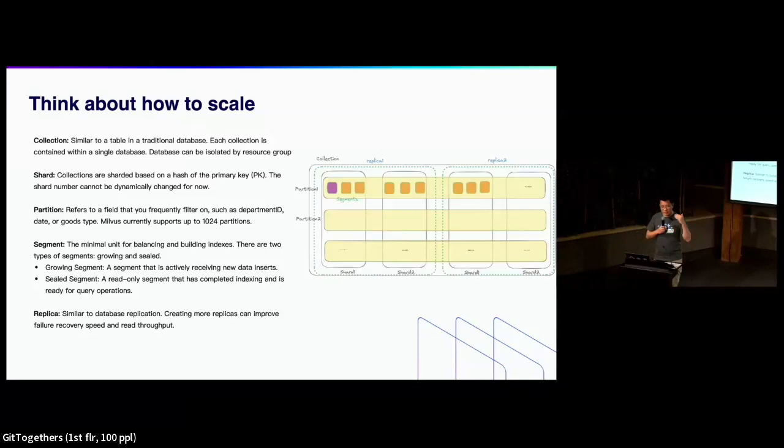And on top of each segment, we actually have partitions. If you're trying to build something for your company, you can have department ID as your partition. So when search happens, they can only see their own partitions. You can have date when you build this agent, so you only want to see the latest one or two days of information. You can have goods type if you're trying to build something like e-commerce search.